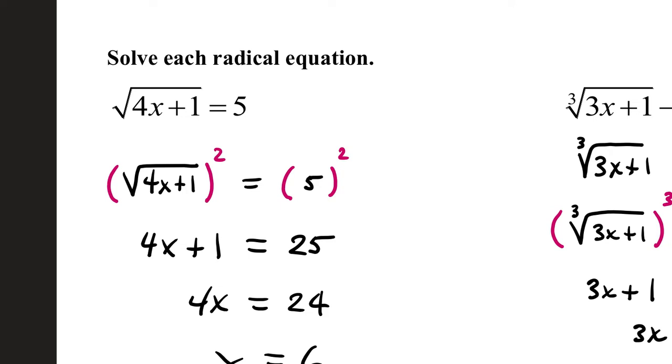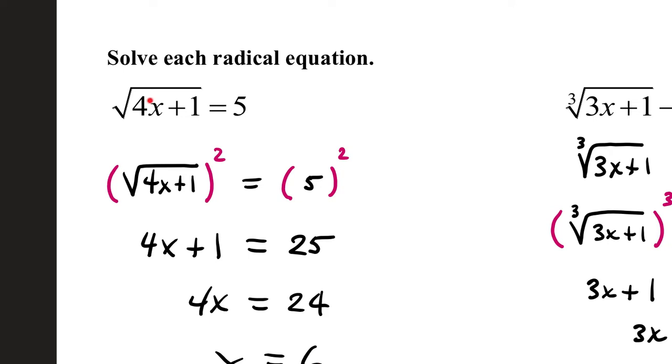remove that radical. You have to square both sides to make sure that each side of the equation stays balanced, but squaring will remove a square root radical. The square root and square cancel, leaving you with 4x plus 1 equals 5 squared, which is 25. Subtract 1, you get 24. Divide by 4, and you get 6.